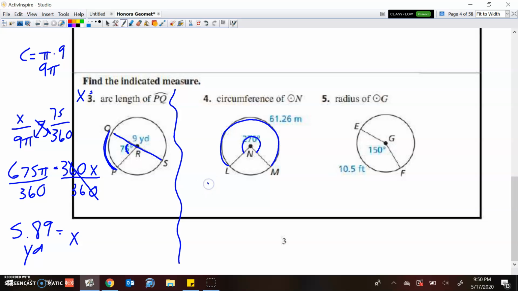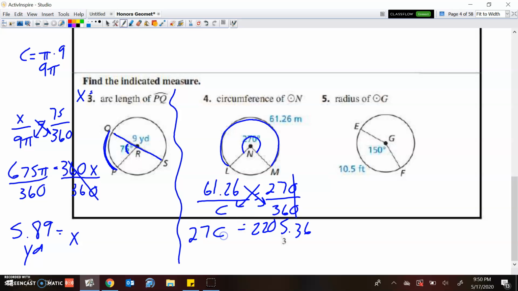Okay, so the arc length is 61.26 over the circumference. It's going to equal 270 over 360. I'm going to cross those zeros out. I can simplify, but I can also just multiply 61.26 times 36 and get 2,205.36 equals 27 times circumference, because again I got those zeros out. Alright, divide both sides by 27. Circumference is equal to 81.68. And again I have to label it meters.